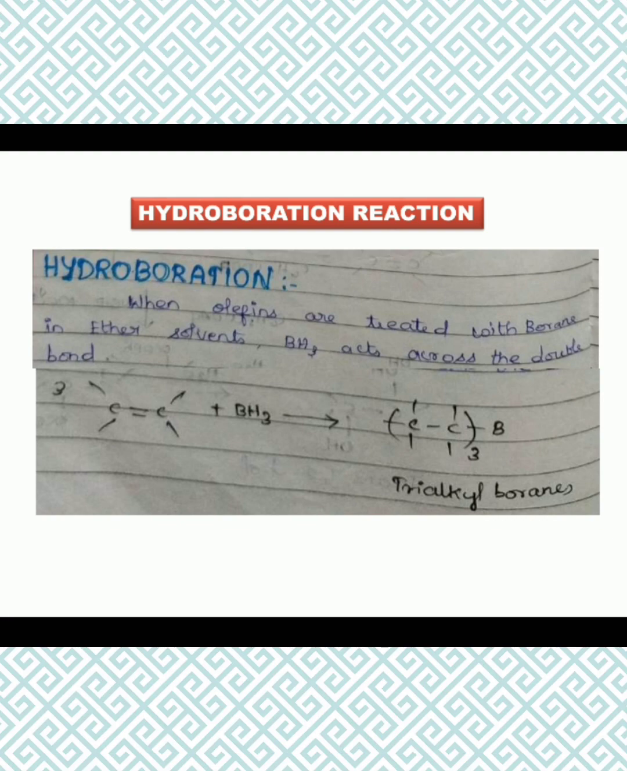Right. Next one is the hydroboration reaction. Hydroboration reaction means addition of BH3 across the carbon-carbon double bond. When an alkene reacts with BH3, a trialkyl borane product is obtained. This reaction is called the hydroboration reaction.